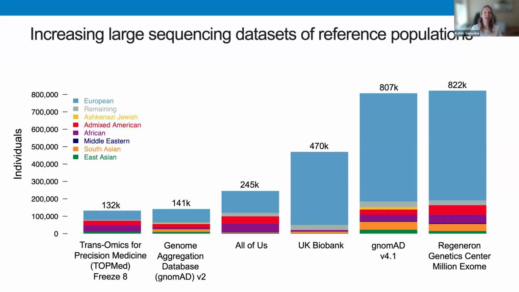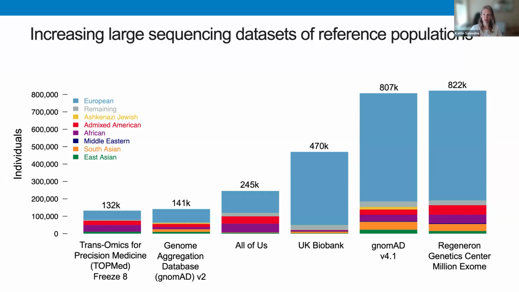So we have seen increasingly large sequencing datasets of reference populations over the past decade or so. I used to show this plot with many more datasets, but here I'm only focusing on those that are over 100,000 individuals, and these are, again, publicly accessible. So we have the TOPMed data, about 132,000, the Genome Aggregation Database, or gnomAD, which is what I'll be focusing on. So we had a v2 release a couple of years ago of 141,000.